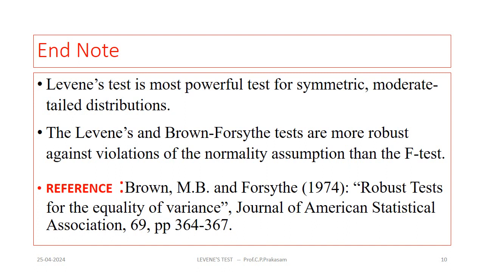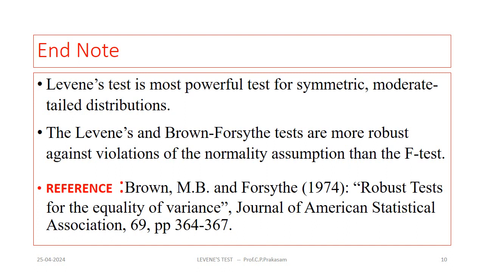Levene's test is a most powerful test for a symmetric and moderate-tailed distribution. If skewness is there in the distribution and large kurtosis also exists, then Levene's test is not that powerful, because each observation Zij is calculated on the basis of the mean, median, and trimmed mean of the observations, but not on the skewness and kurtosis which exist and deviate from normality. Then Levene's test along with the Brown-Forsythe test are more robust against violation of the normality assumptions. But when compared to the F test, Levene's and Brown-Forsythe tests are more powerful.